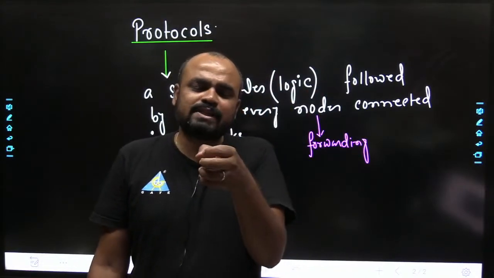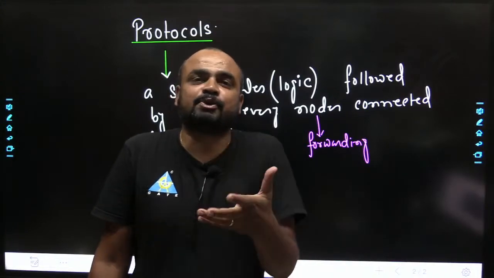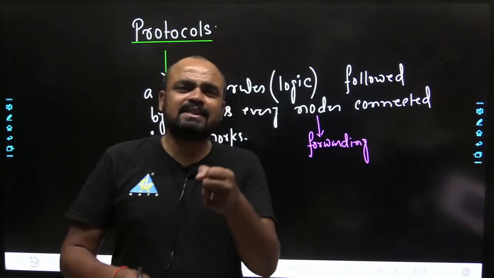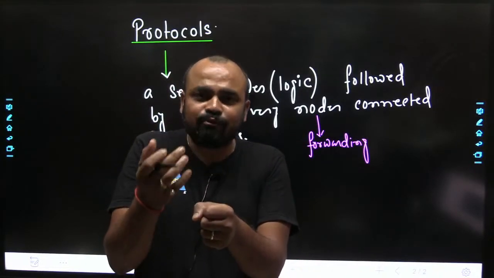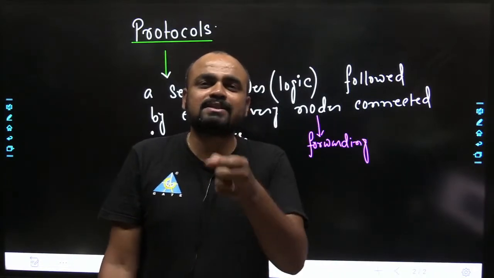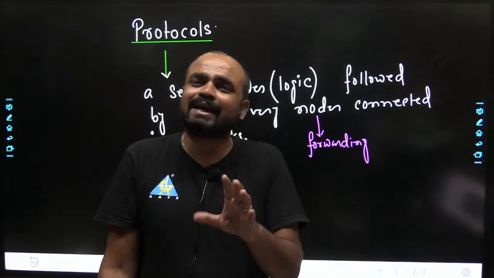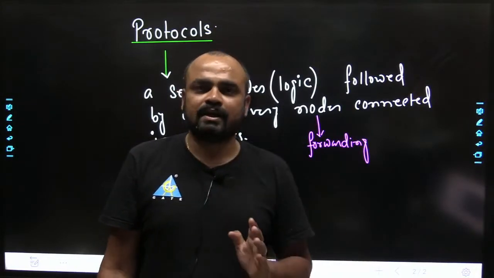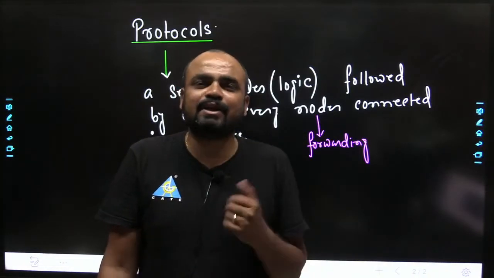Sometimes you say the device is a forwarding device, but if it is a computer, just imagine this particular node is nothing but a computer. Will the computer forward the packet? No, it will accept the packet because this is the final destination. Whenever we use the term computer, it is a part of nodes, but a computer is not a forwarding device. Are you getting my point?